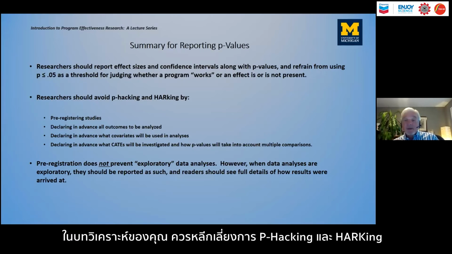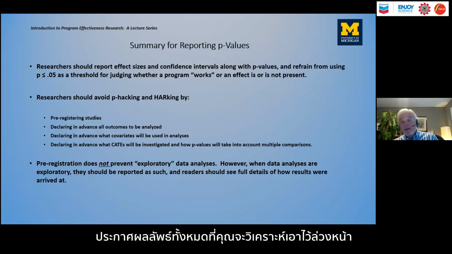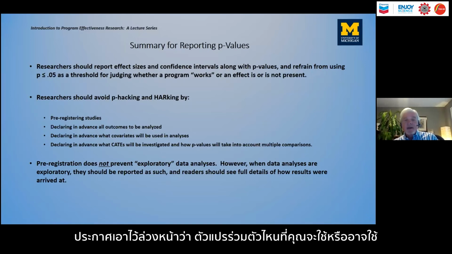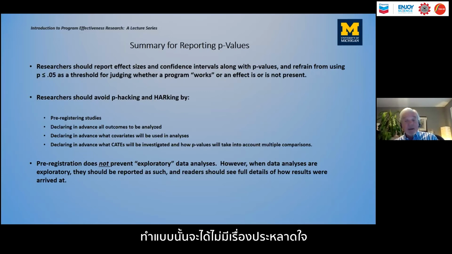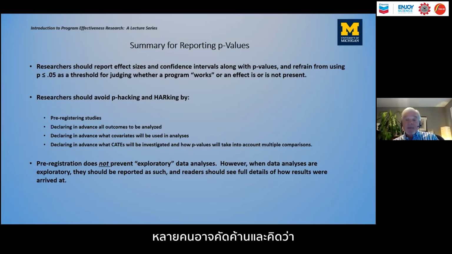You should, in your analyses, avoid p-hacking and harking. Pre-register your study. Declare in advance all of the outcomes you are going to analyze and provide those analyses to the reader. Declare in advance what covariates you will or might use, and that way there'll be no surprises. Declare in advance the CATEs that you're going to analyze. Now, many people object and think, well, this pre-registration process is too restrictive. I want to explore my data.